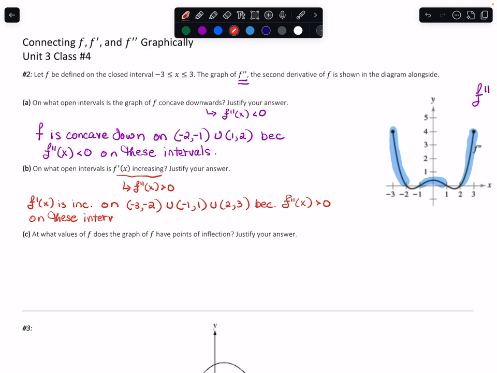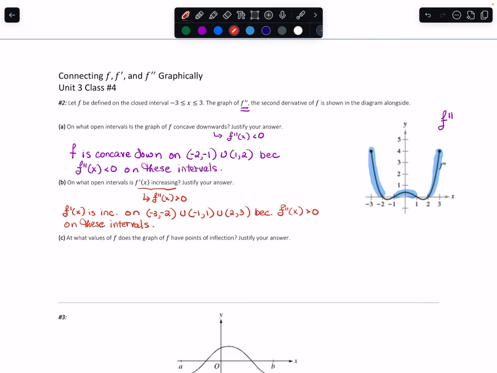By the way, and I try not to talk about this stuff too early, but asking somebody where f prime is increasing is the same thing as asking when is f concave up. If that just blew your mind, just pretend I didn't say that.